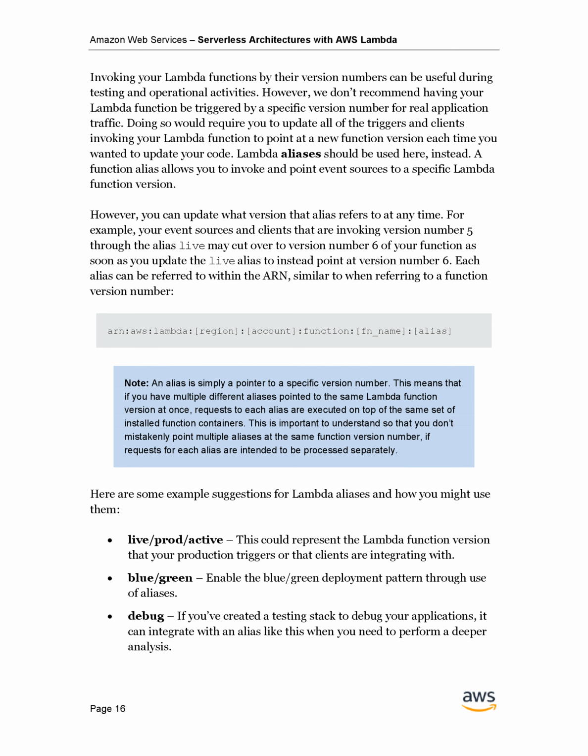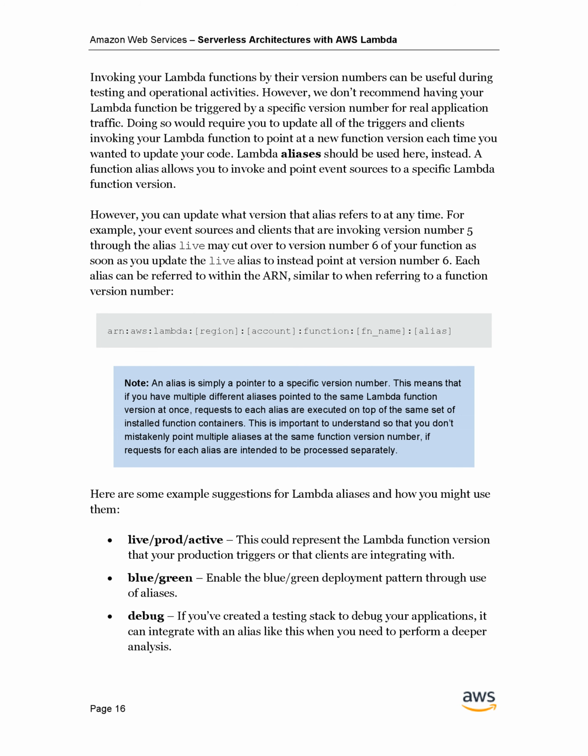Doing so would require you to update all of the triggers and clients invoking your Lambda function to point at a new function version each time you wanted to update your code. Lambda aliases should be used here, instead. A function alias allows you to invoke and point event sources to a specific Lambda function version. However, you can update what version that alias refers to at any time.